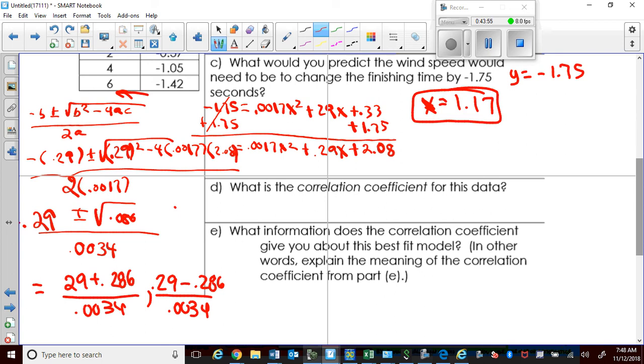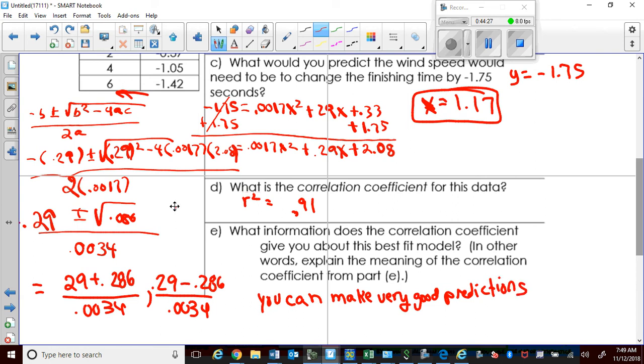Okay? What is the correlation coefficient? If you hadn't got it already, it's 0.91. That came in the information to the equation. 0.91, r squared equals 0.91. What information does the correlation coefficient have about this model? You can make very good predictions. It's very close to 1. And this data has a curve of best fit.